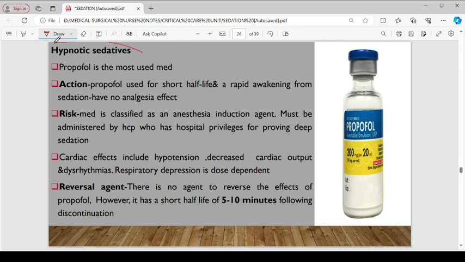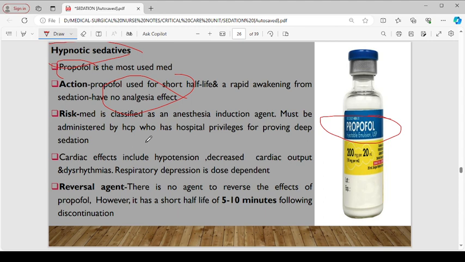Next, we have the hypnotic sedatives, and the common drug used here is propofol, right? Propofol injection emulsion is used for short half-life and a rapid awakening from sedation, and it has no analgesic effect, right? It is normally classified as an anesthesia induction agent. It must be administered by a healthcare provider who has hospital privileges for providing this deep sedation.